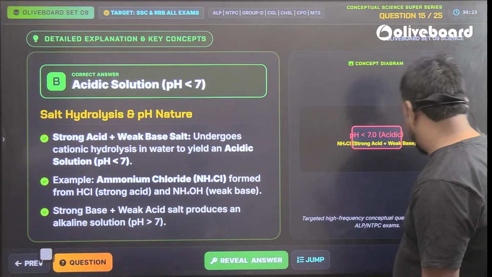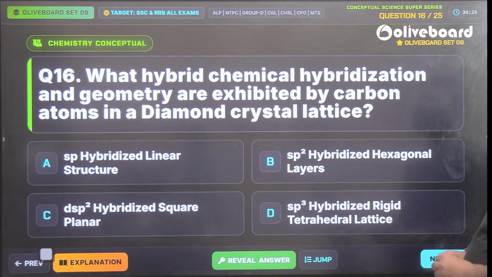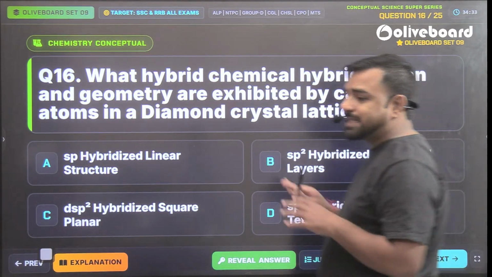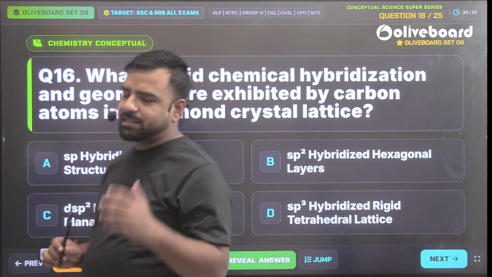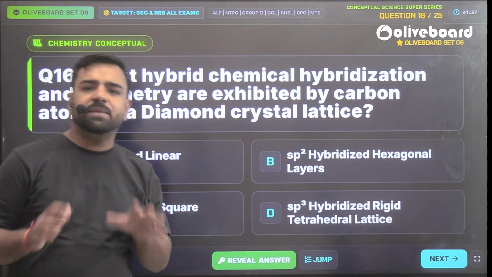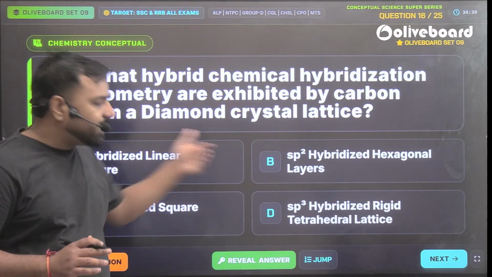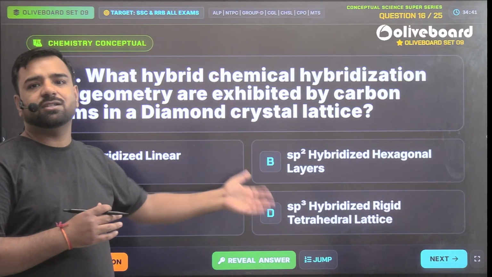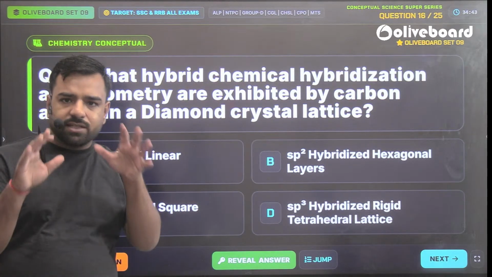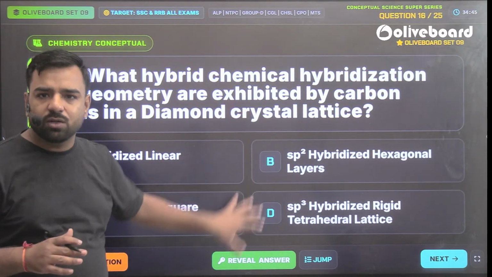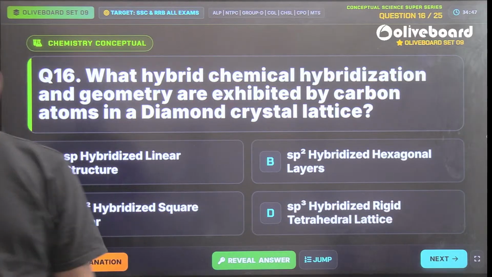Fine. Okay. Next. What hybridization and geometry are exhibited by the carbon atoms in a diamond crystal lattice? So this is how CGL asks you the question. In the SSC CGL, the question will be basic, but it will be framed in a way that it seems like it's of 11th or 12th standard. So you can just link it with your 10th level basics and you will get your answer. So first of all, please now try to answer this.